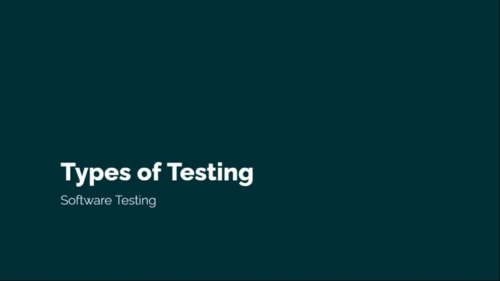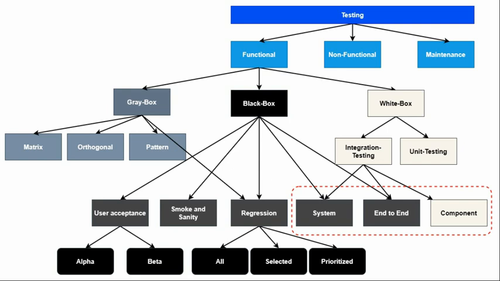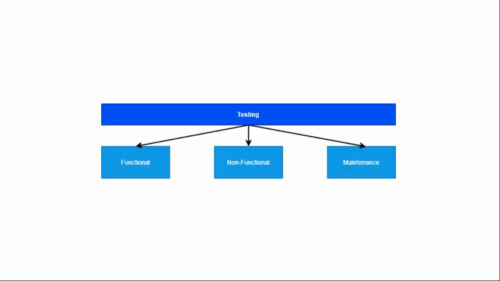In today's episode, we talk about types of testing. There are more than 100 types of testing, but we will focus on a very particular set which are really close to software development. So, testing at a very high level has three basic types: functional, non-functional, and maintenance.